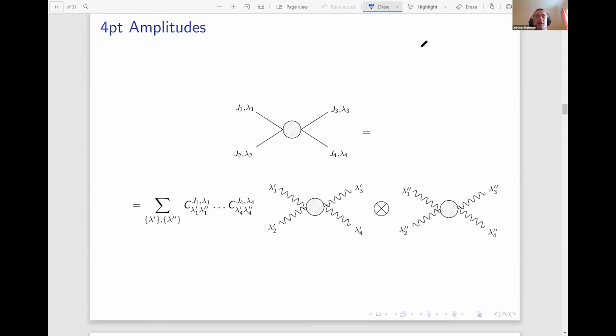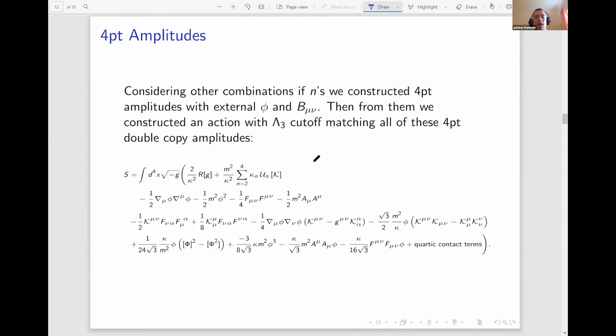So remember that we had 3 fields with 3 different spins in the double copy of massive Yang-Mills. This is represented by this J. So J is the spin of the external state. It represents either H or B or phi on each external leg, and lambda is the helicity of the state. To construct all the possible processes like this, we had to combine the 2 copies of massive Yang-Mills numerators with Clebsch-Gordan coefficients. And once we constructed all the processes, we constructed an action which would match all these amplitudes at 3 and 4-point level. And it's given by this long expression.